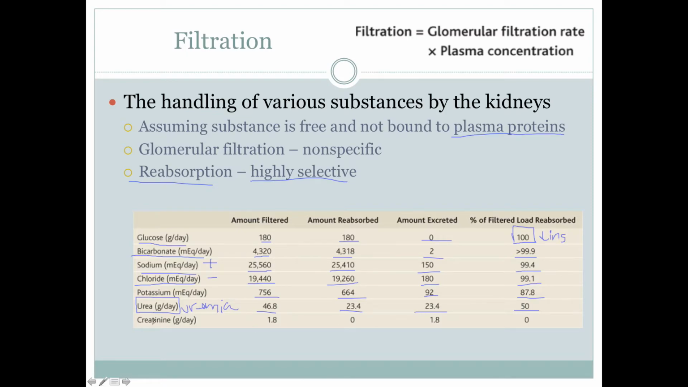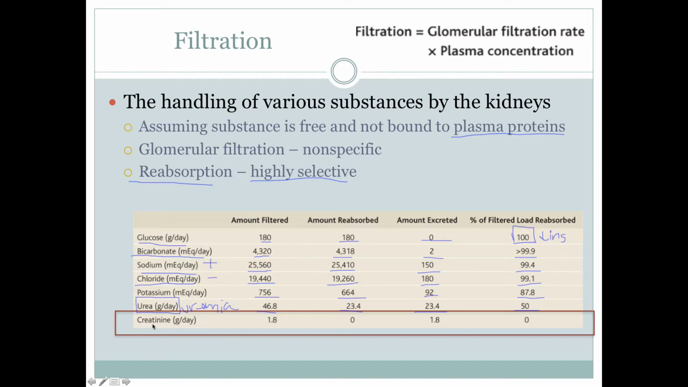And then we have our nice important marker of creatinine in grams per day. Remember, creatinine shouldn't have any action in the body. So if we're making 1.8 grams of creatinine a day, there's none that's reabsorbed because we don't have any use for it in the body. So all the creatinine that's created should be excreted and cleared, none reabsorbed.